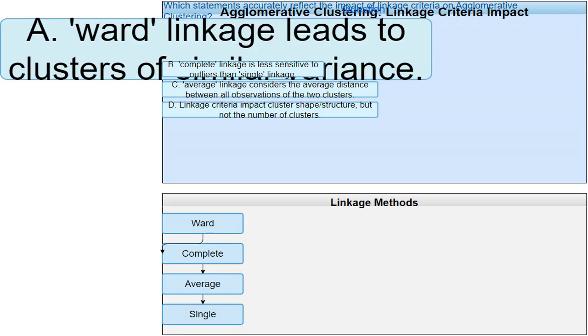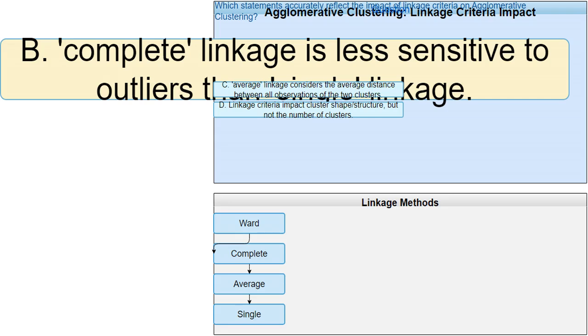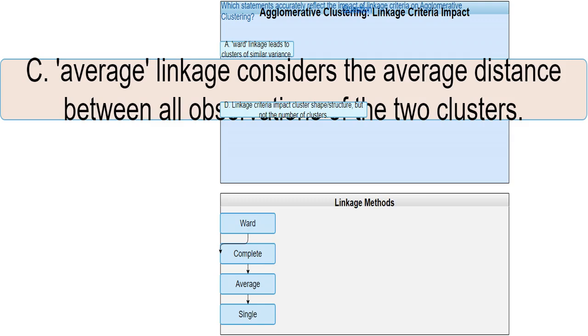Statement A accurately reflects that Ward's method results in clusters with similar variances because that's its primary goal. Statement B correctly states that complete linkage is less affected by outliers compared to single linkage because it considers the maximum distance, not the minimum. Statement C correctly defines how the average linkage method works, by computing the average distance between all pairs of data points from the two clusters being considered for merging.